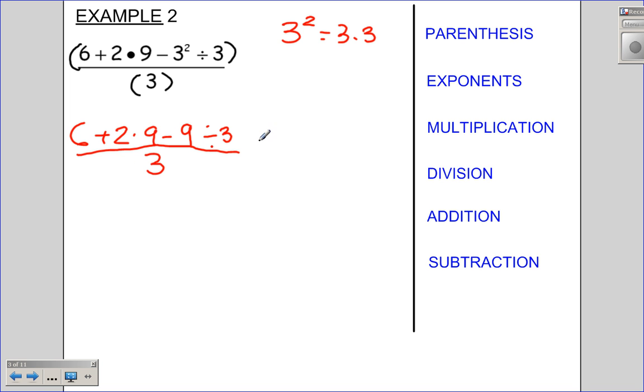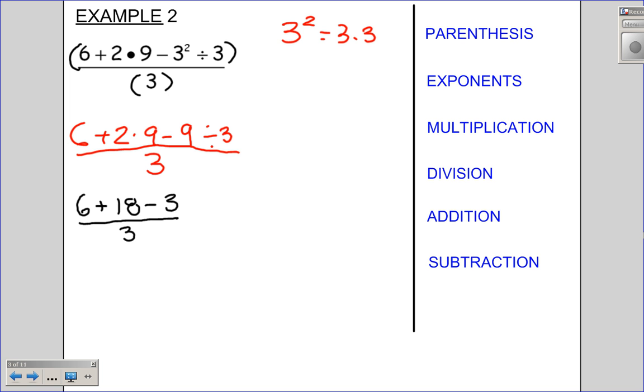See, I just drop those parentheses. If I think about it in that way, that I have the top and then I have the bottom, I'm not going to need to include those parentheses. So any more exponents? No. So now I'm moving on to multiplication and division from left to right. I've got some multiplication here. I've got some division over here. So let's continue working. So I have 6 plus 2 times 9 is 18, minus 9 divided by 3 is 3, and I still have that all over 3.